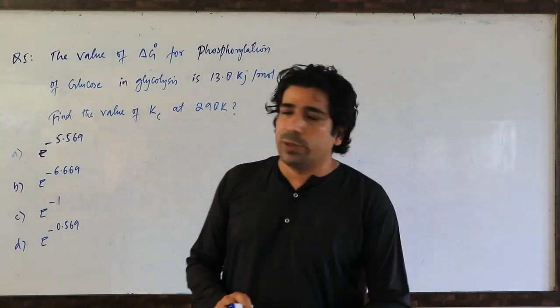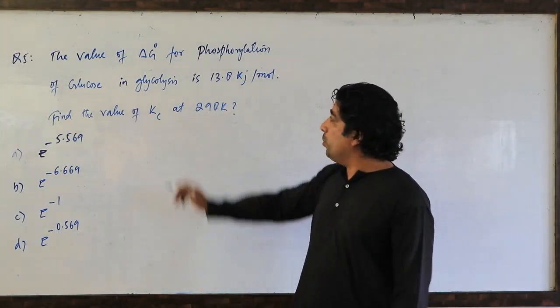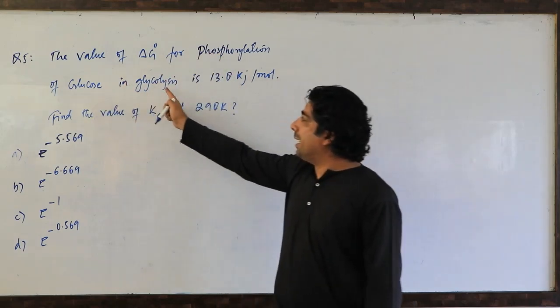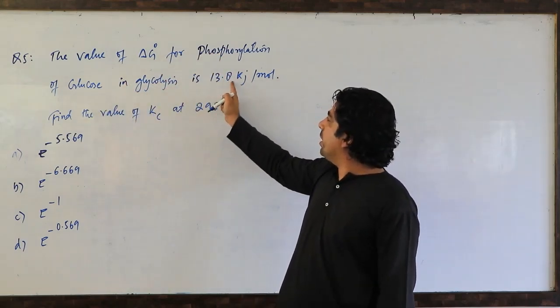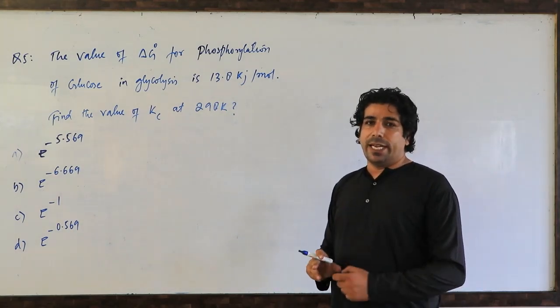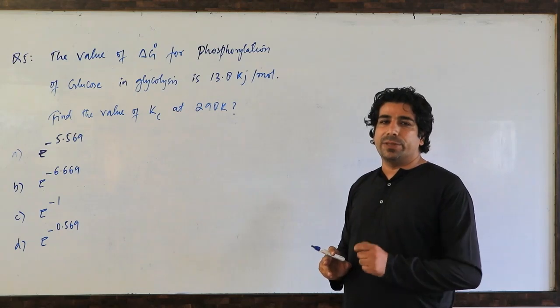Dear friends, let us do question number 5. The value of delta G naught for phosphorylation of glucose in glycolysis is 13.8 kilojoule per mole, my dear friends. This is the value of delta G naught, that is called the standard change in Gibbs free energy.